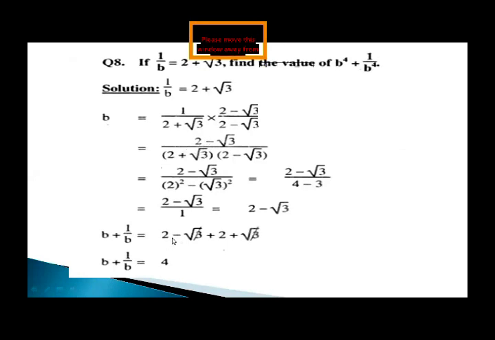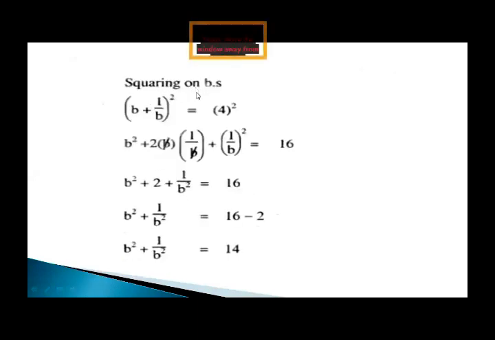Then b plus 1 over b. In the question 1 over b is given and we have calculated b, just add them. You will find 2 minus root 3 plus 2 plus root 3. Minus root 3 plus root 3 will be cancelled and we get 4 as b plus 1 over b. And how to take the square of that? Why are we taking a square on this? We don't have any direct formula to find b to the power 4 plus 1 over b to the power 4. So it is similar to the previous question, where we used x plus 1 over x, the whole to the power 2. Apply the formula on the left hand side as well as on the right hand side. So you will get b square plus 1 over b square is equal to 14.